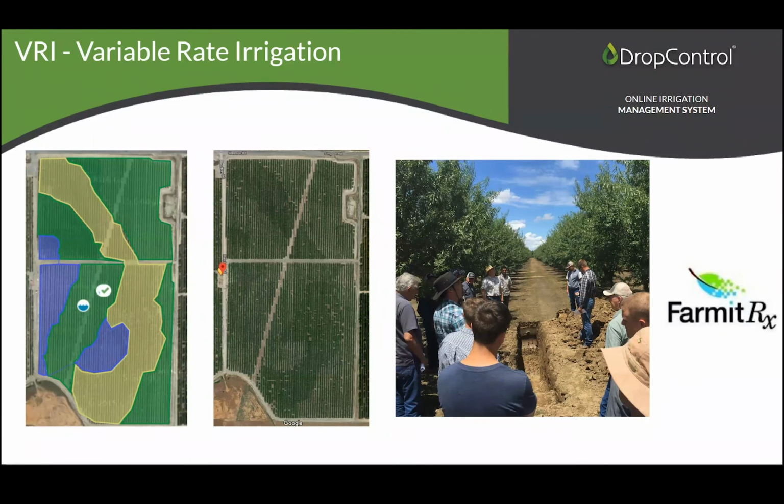Variable rate irrigation. This is a technique. We work with a partner here, FarmIt.RX. They do the soil mapping and they do the design, and they place the sensors and they give you the recommendations based on your soil types. But you can see on the left is an almond orchard that was soil mapped, and we can see that sand stripe going by in yellow. The green was the medium soil, and in blue the heavy soil.